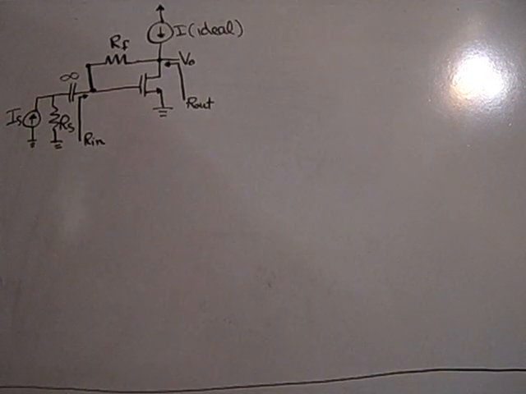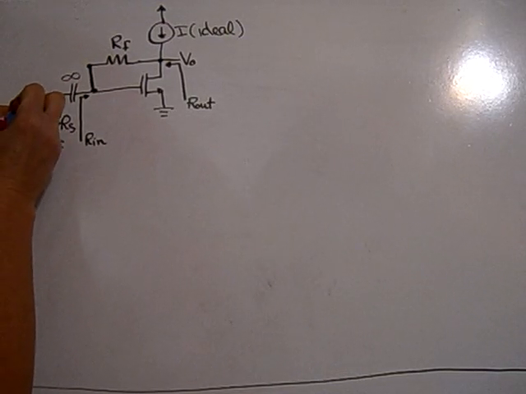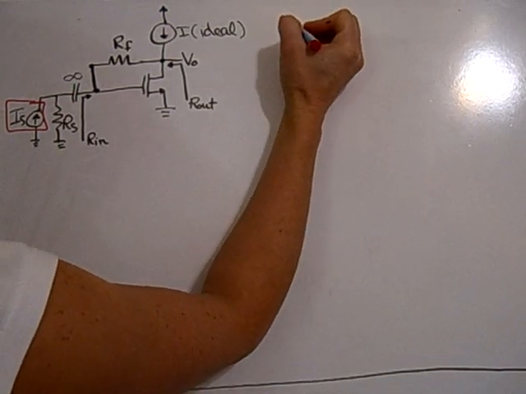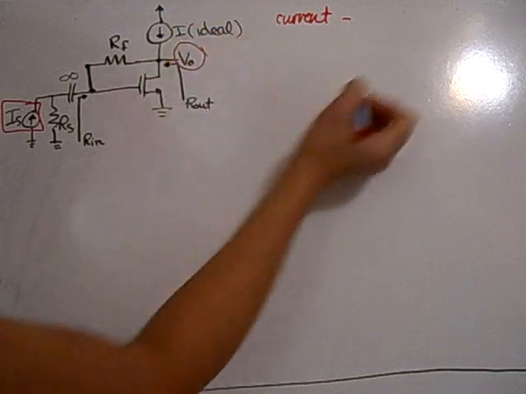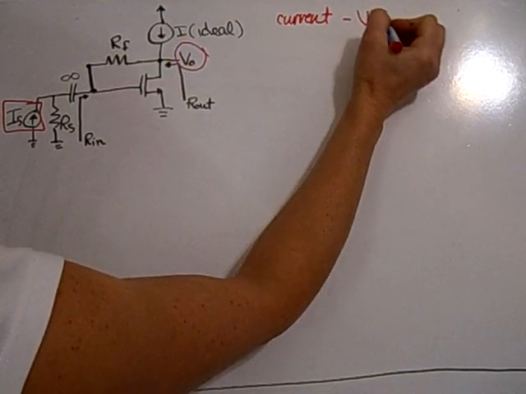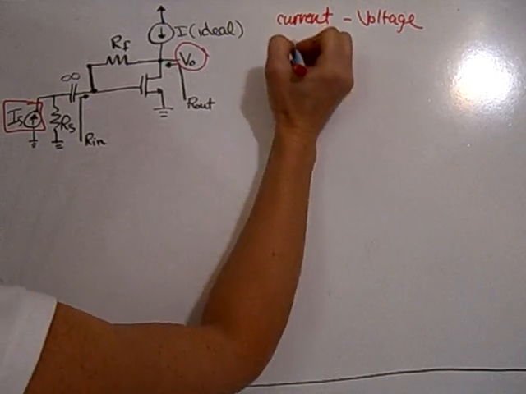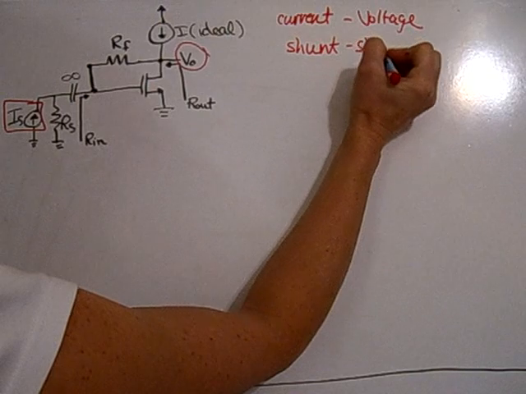Here we see a feedback circuit. So the first step is to identify the input and the output. It's seen here that the input is a current source and the output is a voltage source. So this is going to be a shunt type network.